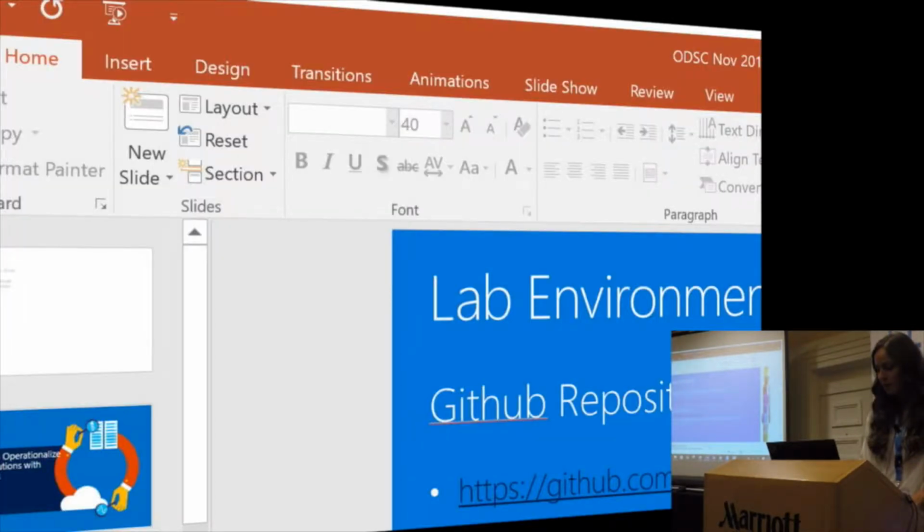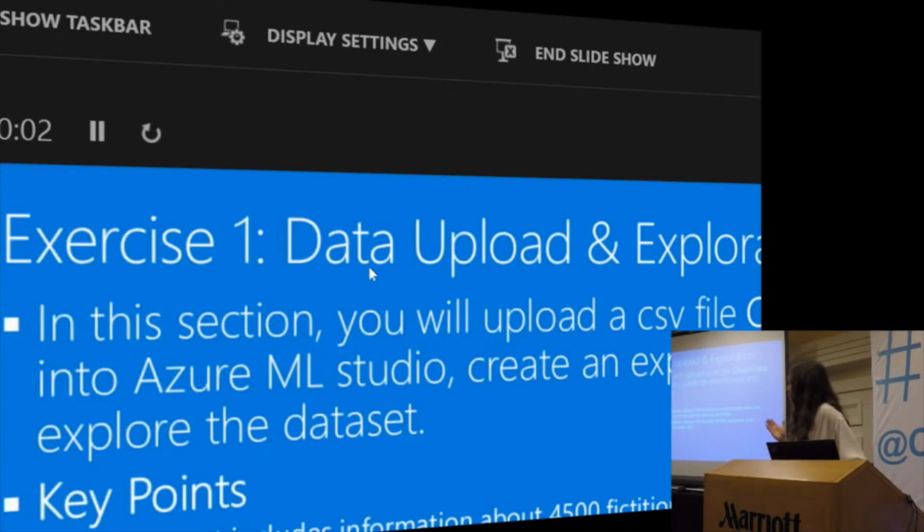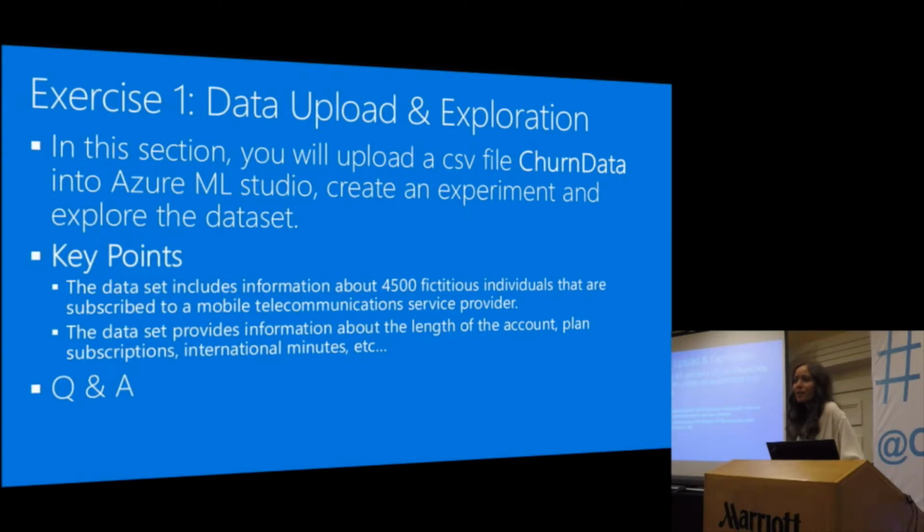I will go through the exercises very quickly so that you have an idea of all the steps we're going to take. We're going to do a simple data upload to the Azure ML platform. This is a churn data set. I'll explain what it is and what it has later on. You'll meet the data set. We will create a simple experiment, and then also explore the data set a little bit and see what we can do in terms of very preliminary data cleaning. After that, the second exercise will be a binary classification model.